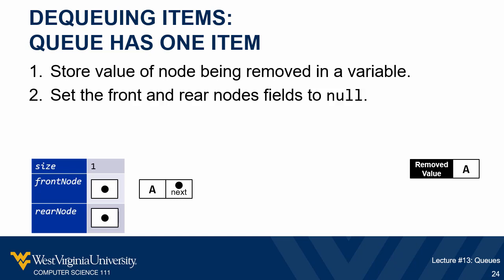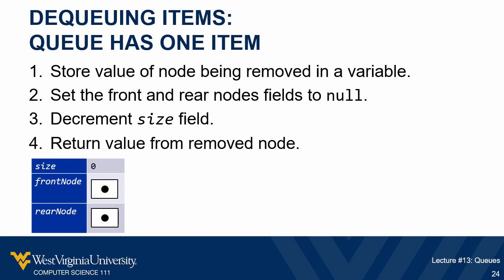Here, we're next going to go through and take our front node and rear node fields, and we're going to set them both to null, which means that we have an empty queue. We'll then go ahead and decrement the size field, which will end up setting it to 0. Once we've done that, we can go ahead and return the value from our removed node.